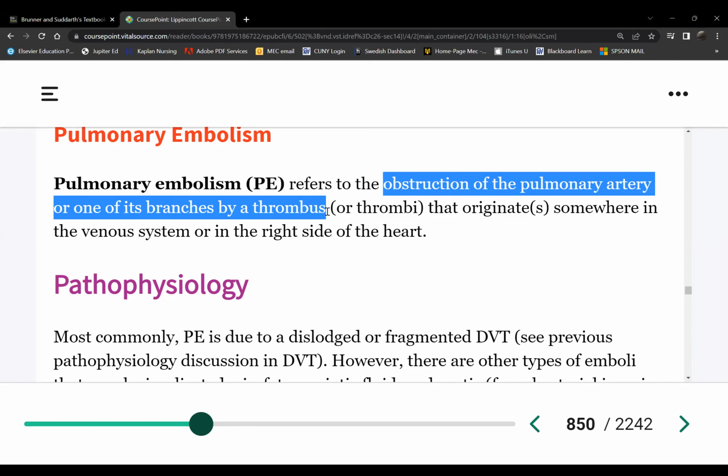Does this sound familiar? Module 1, we had MI, correct? Yeah. And then we had stroke a few weeks ago, and that was caused by a clot also, correct? Yeah. Right. So both of those prior conditions were caused by a clot. Did the heart muscles die in a MI? Yes. Did brain cells die after stroke? Yes. Okay. So here, why don't the lungs die?